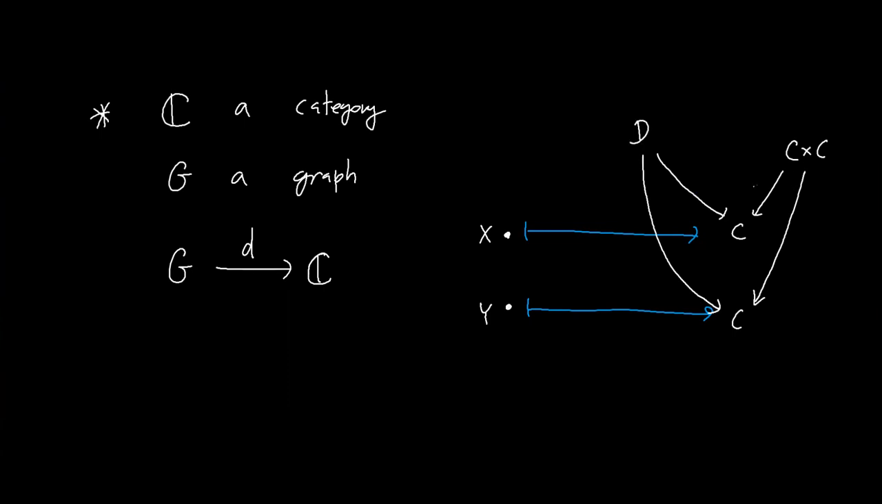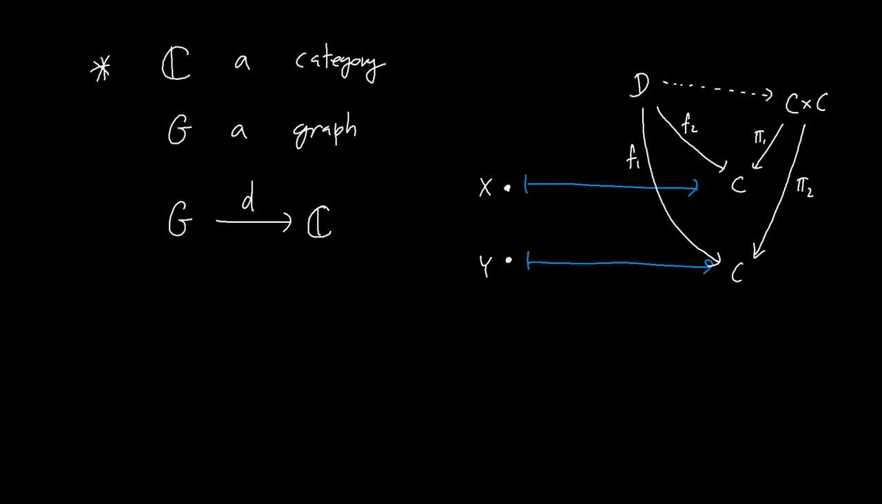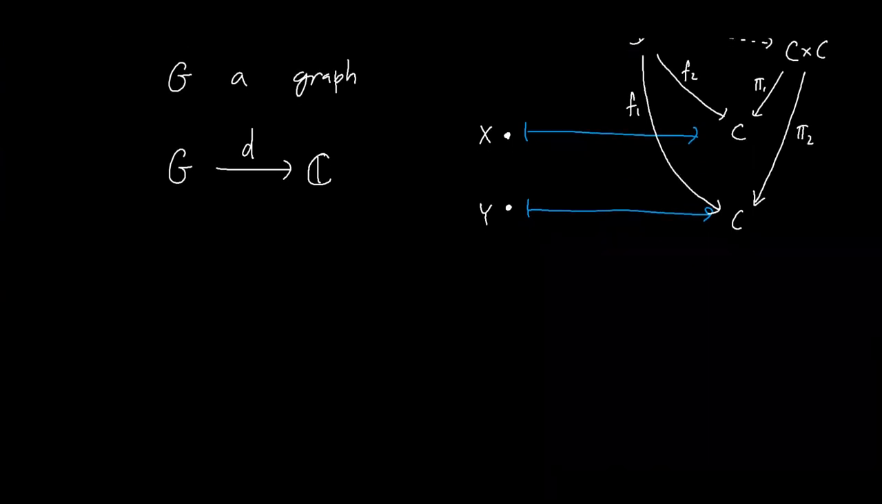So as we know, the product consists of pi 1, pi 2. And if I have another object with f1 and f2, then there will be a unique arrow going that way, which makes each of the triangles commute. So we can recognize here that some kind of universal construction is happening. Let's try to formalize the universal construction that's happening here. And let's do that in the general case.